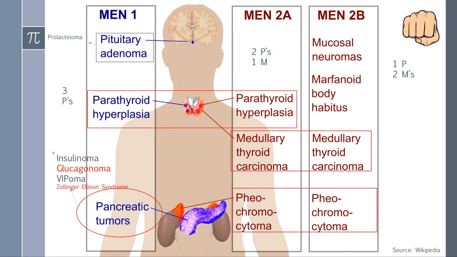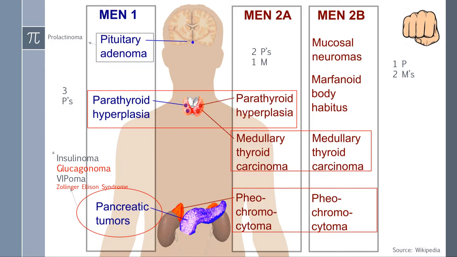And once again, if you watched the adrenal incidentalomas lecture, this comes up a lot. So we're going to review this again. The MEN syndromes, right? If you have parathyroid hyperplasia, which causes primary hyperparathyroidism, you want to think of MEN1 and MEN2A, right? MEN1 is 3 Ps, right? So as you go down the MENs, you lose a P. That's how you think about it. MEN1 is 3 Ps, MEN2A is 2 Ps and 1 M, and MEN2B is 1 P, 2 Ms. So you lose Ps and add Ms. That's how you think about it.